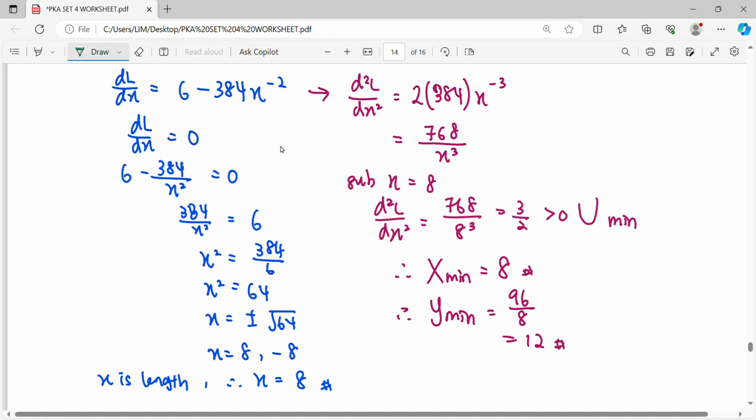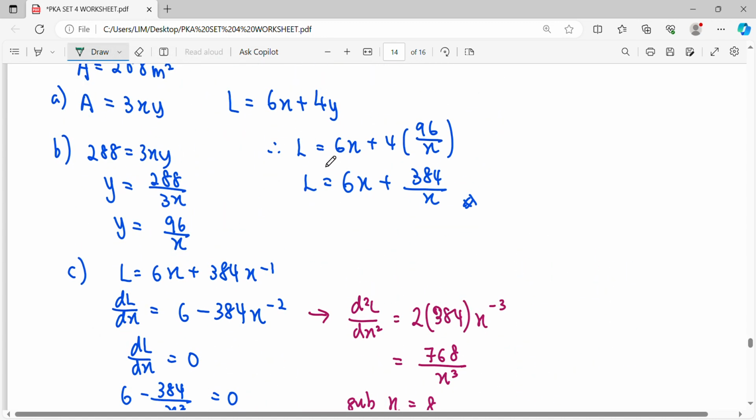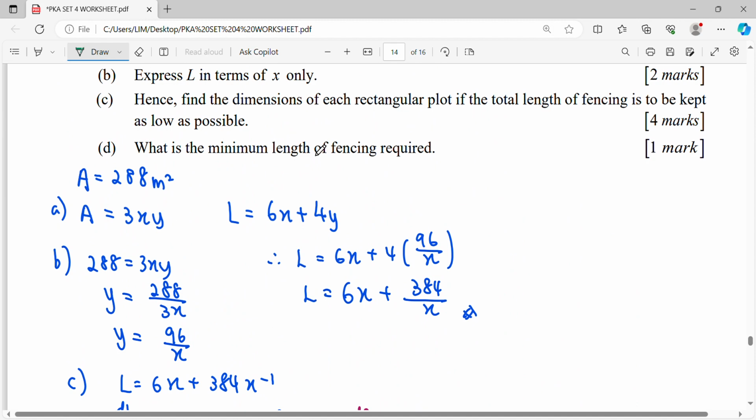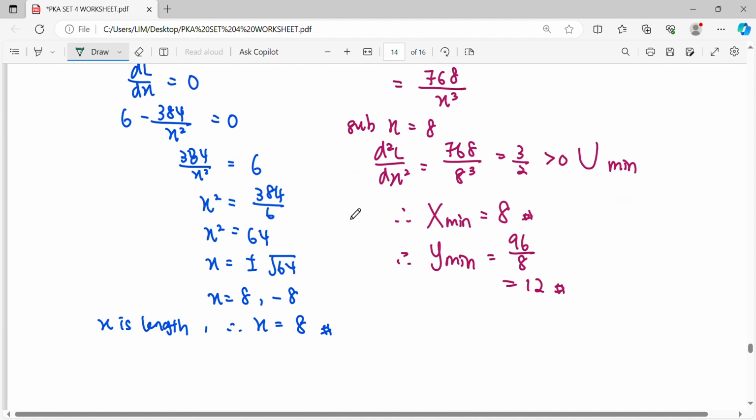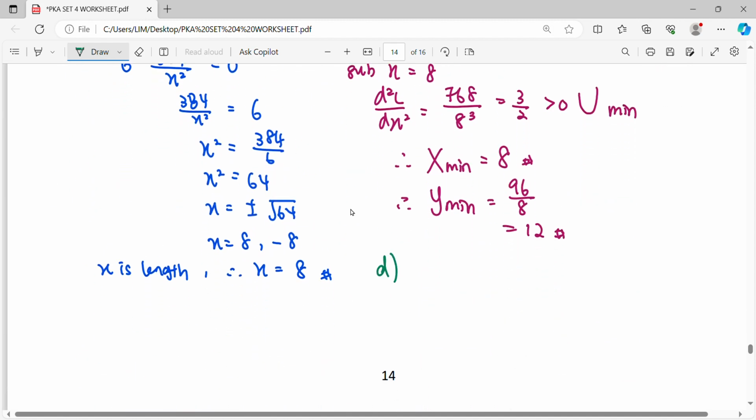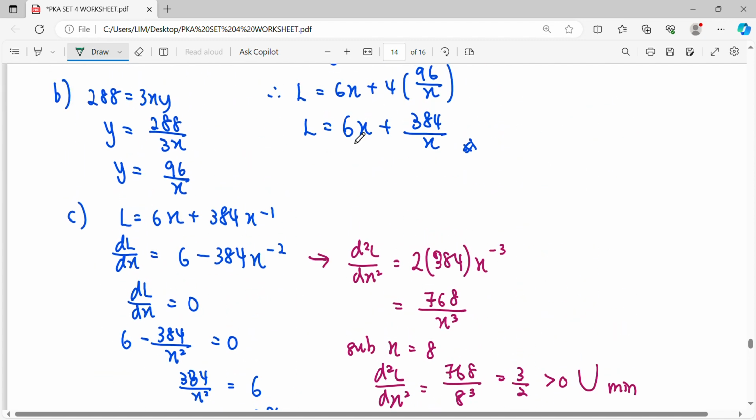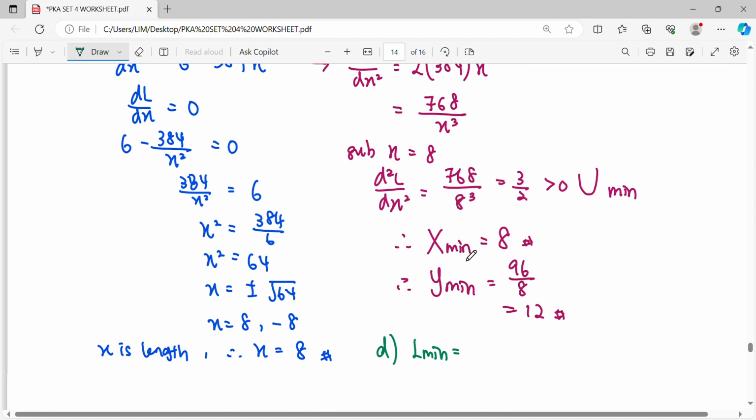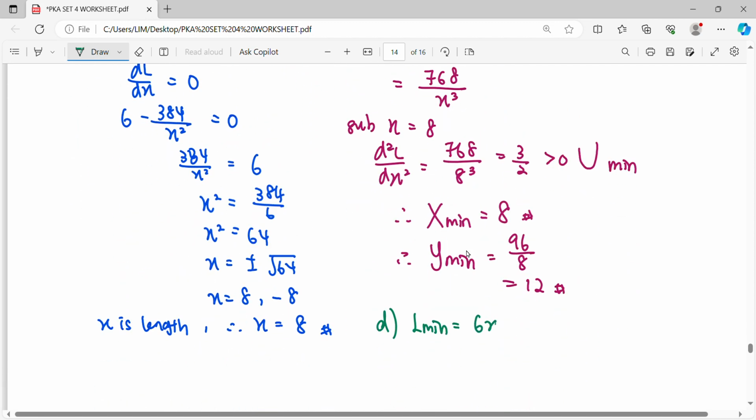Then we go for question D. What do they ask? What is the minimum length? Okay, so question D. What's your length at minimum? So look at your equation. Your L is 6x plus 384 over x. So we use the x where it's already verified as minimum, which is 8, to find out the total length here.